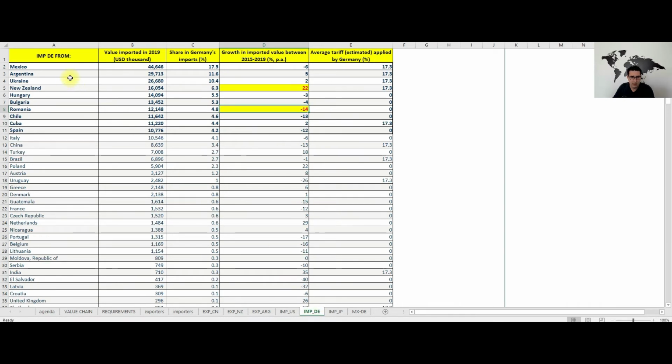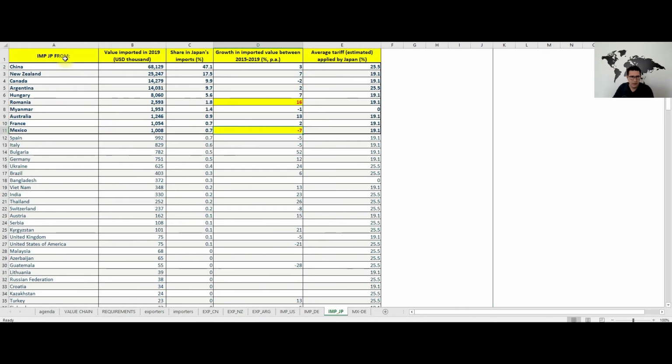Moving on to the second biggest importer of honey in 2019, we see here that for Germany, the top 10 countries make up roughly 75% of the total share, with Mexico being the first supplier of honey for Germany, followed by Argentina, Ukraine, New Zealand, Hungary, Bulgaria, Romania, Chile, Cuba, and then Spain. In terms of growth, New Zealand had an average of 22% growth between 2015 and 2019, while Romania had a 14% decrease.